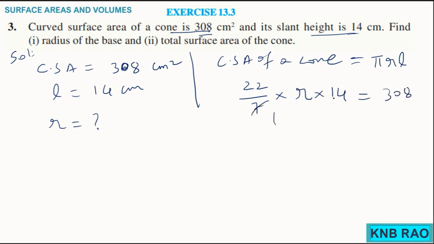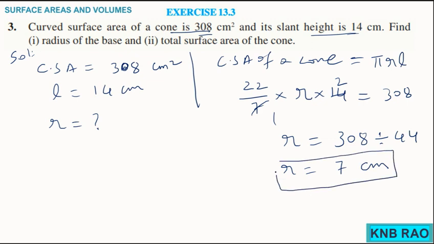So 7 ones are 7, 7 twos are, so 22 twos are 44. That 44, which is a multiplicand, goes to that side and does division. So r equals 308 divided by 44 as a divisor, which will give you 7. It is 7 centimeter. So the value of the base radius you found is 7 centimeter. This is the answer for the first question.